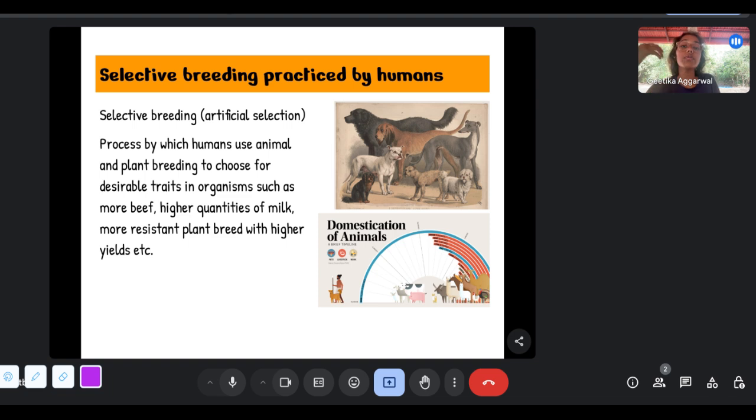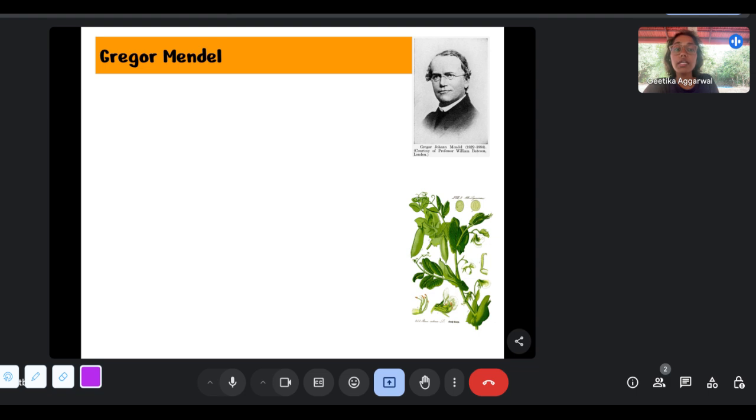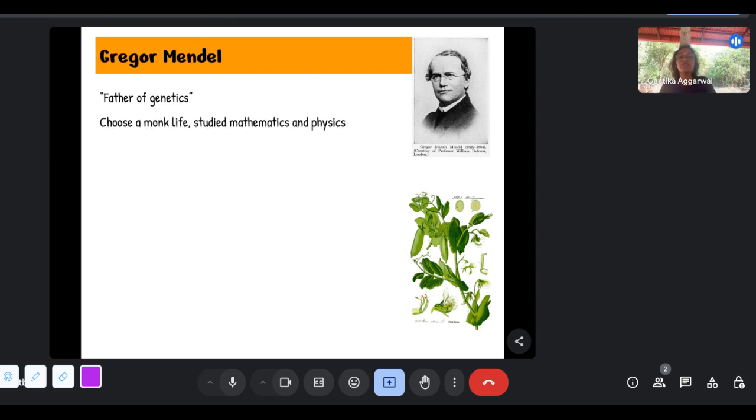And so it's not that we were not aware of selective breeding and how the mechanism works, it's just that we didn't know the science behind it. And that is where Gregor Mendel comes in. Gregor Mendel is also known as the father of genetics because of his efforts and because of the understanding he left behind for the community. So he's called the father of genetics.